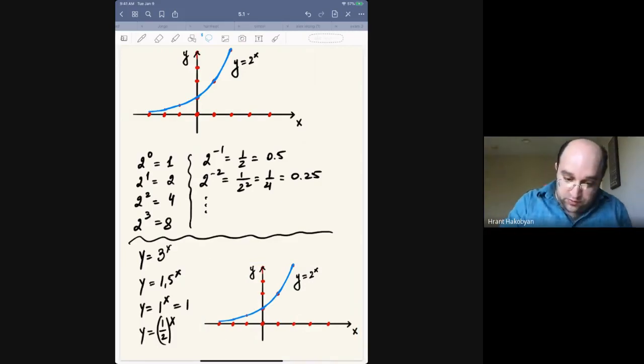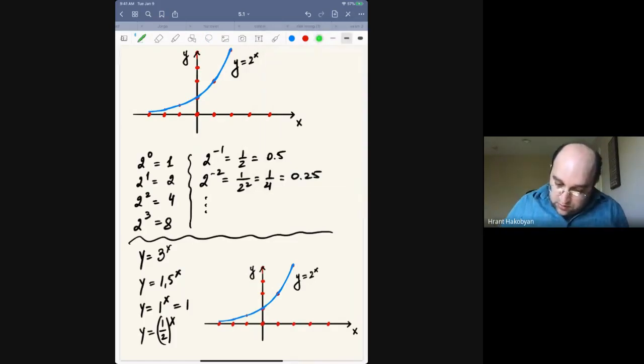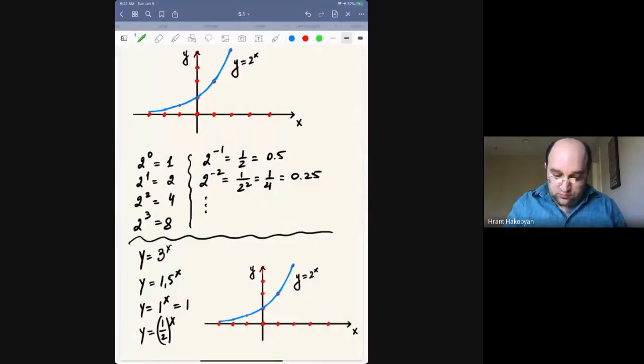So if I wanted to draw 3 to the x, I'll use a different color here, this one here. So 3 to the x would look like this. So it would have to go through that point, and then it could go further up, and then here it would go through a smaller point, but it would also go through this 1 point. So it would look like this.